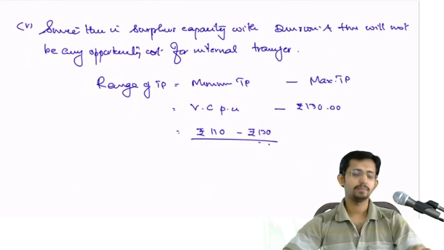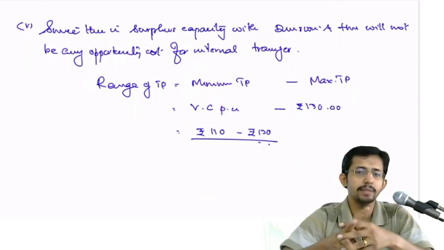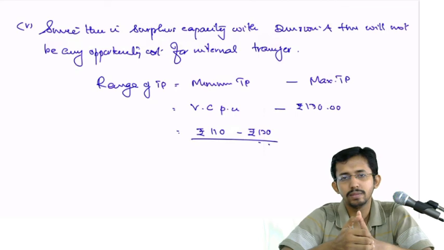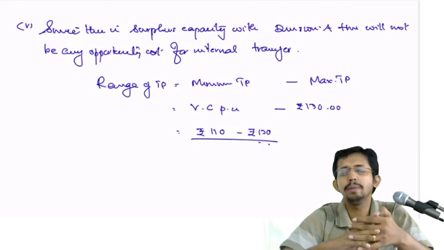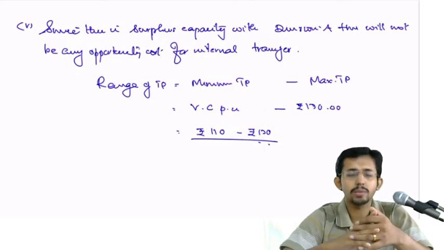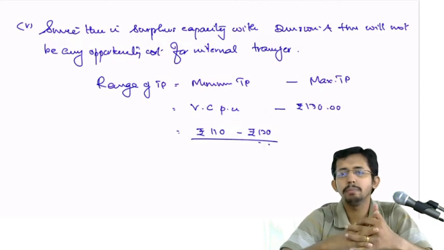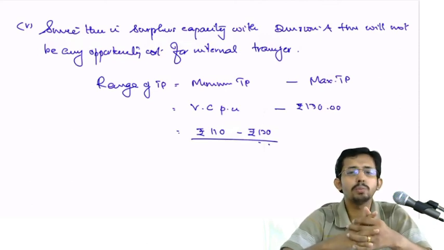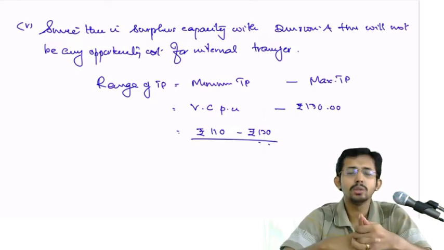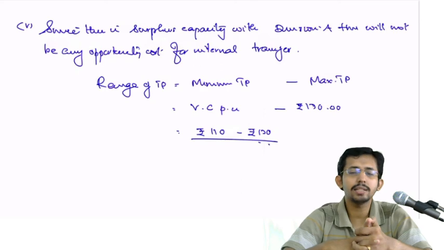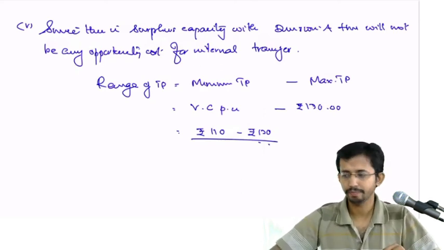So you can conclude, when there is surplus capacity with division A, the transfer price range to be negotiated will be between rupees 110 to rupees 170 per unit of lens transferred. Okay, so that is the range of TP. Right.